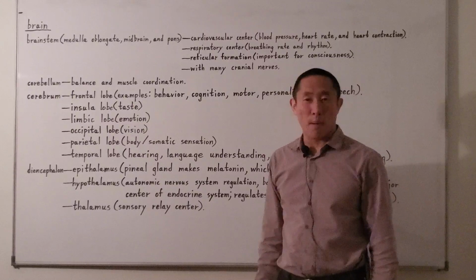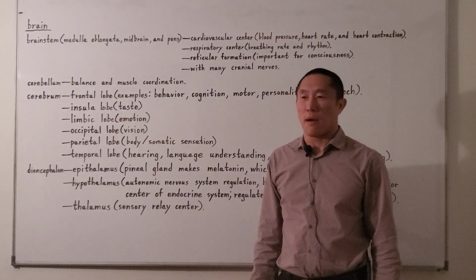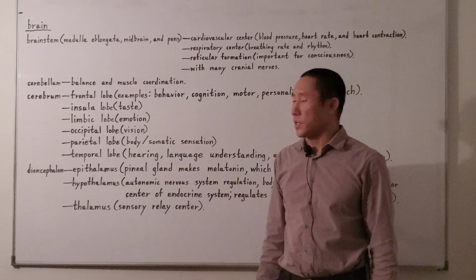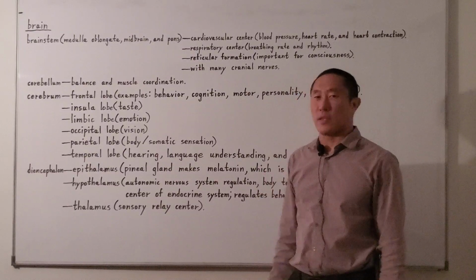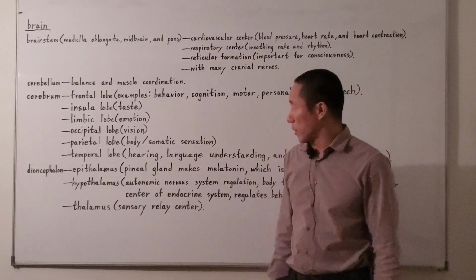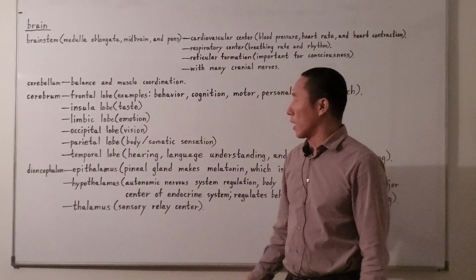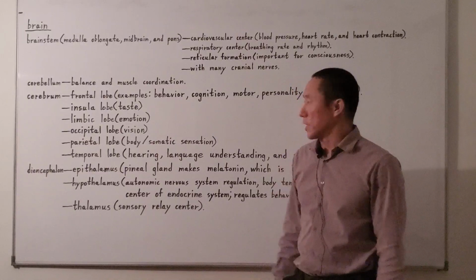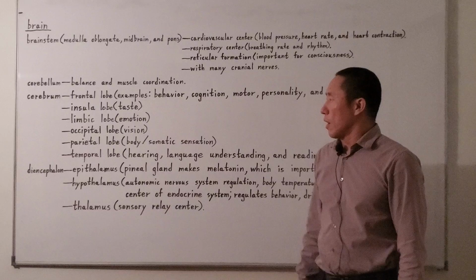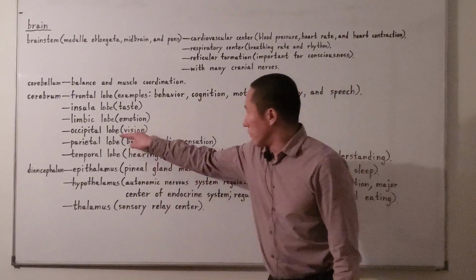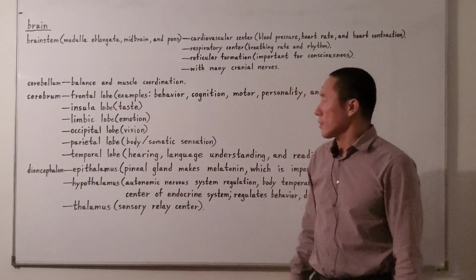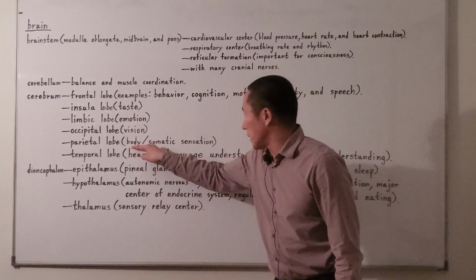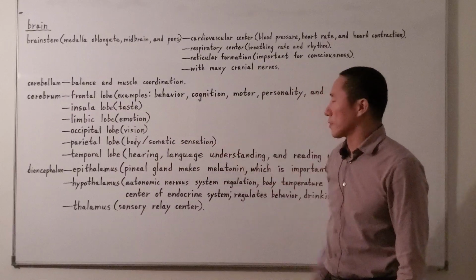Now, how can you remember that? We can remember that like you going out to a party, and then you are sitting in a limousine, and then you are emotionally happy at the moment. So limbic lobe, limousine, emotionally happy. Okay, so emotion. Now, occipital lobe is for vision. Now, the parietal lobe is for body or somatic sensation.